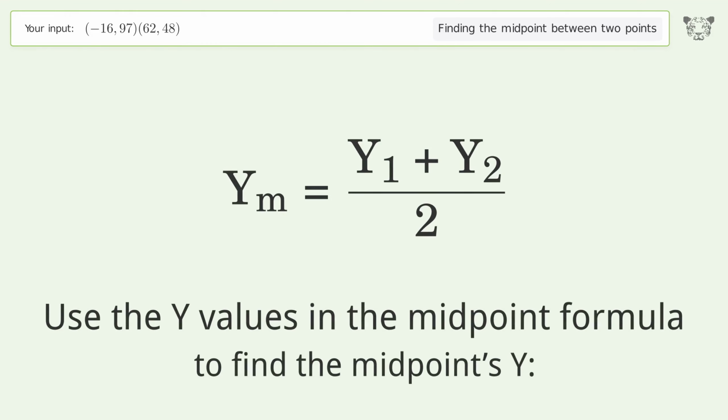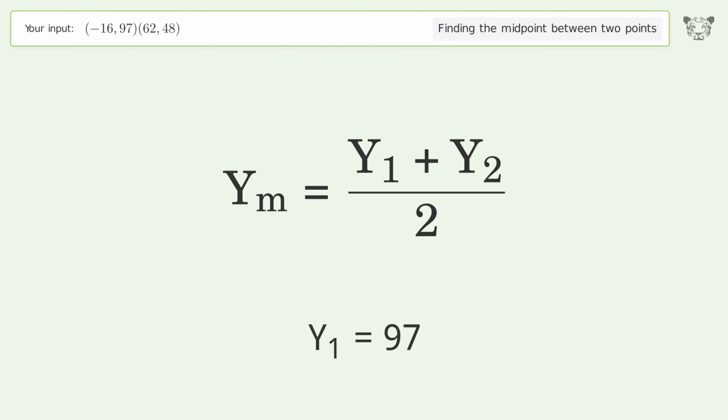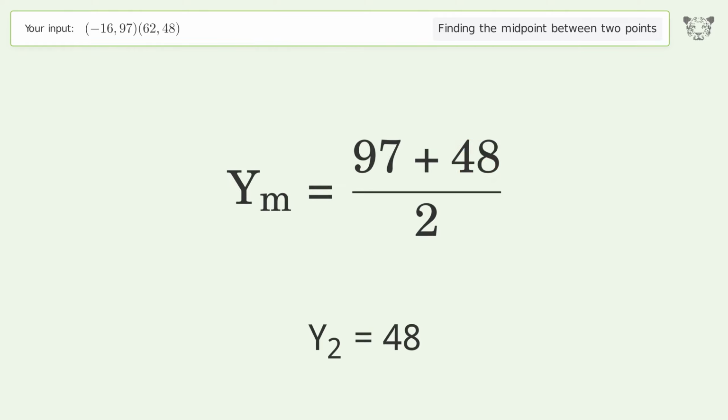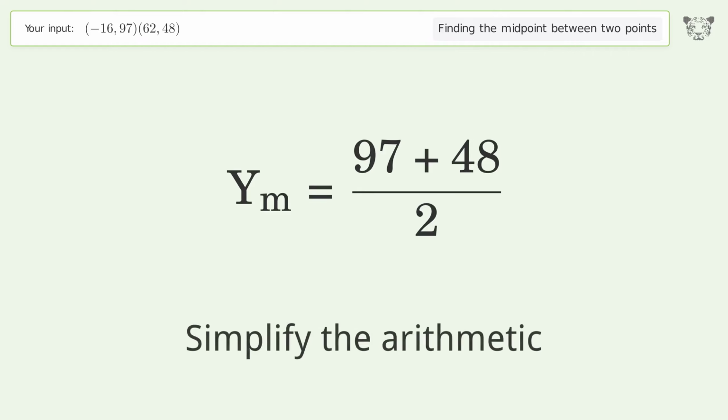Use the y values in the midpoint formula to find the midpoint's y. y1 equals 97. y2 equals 48. Simplify the arithmetic.